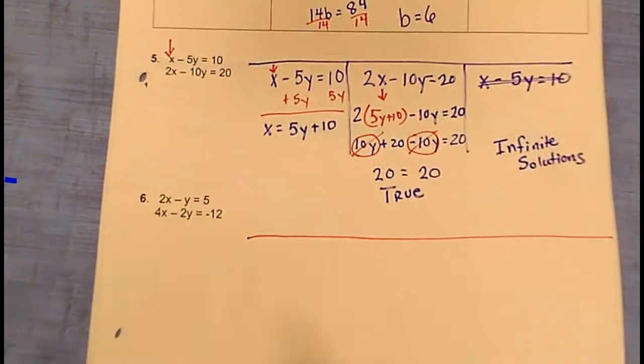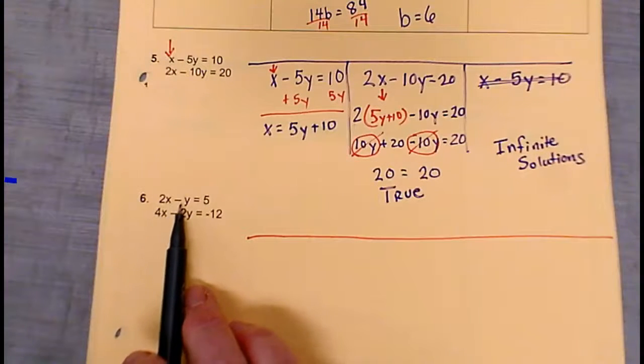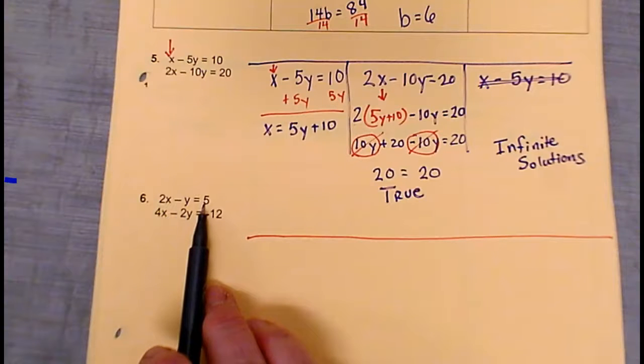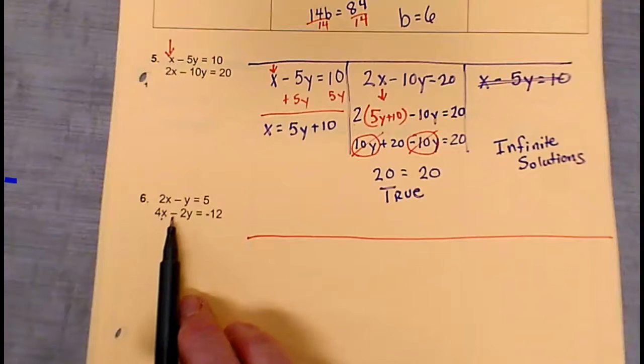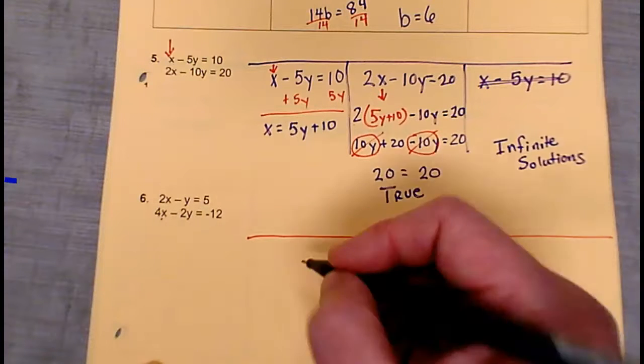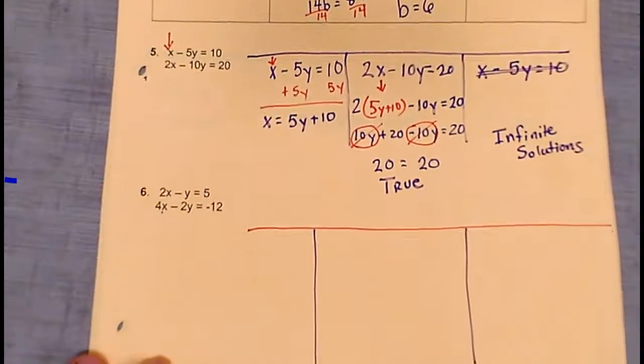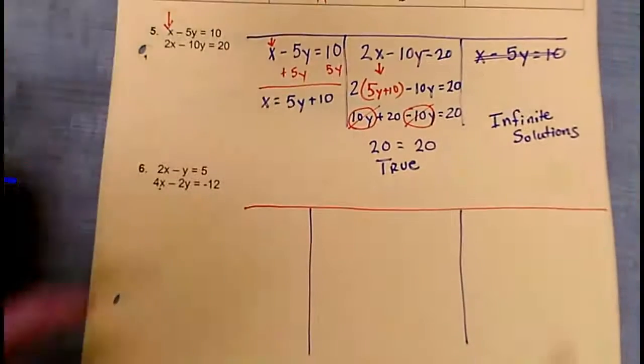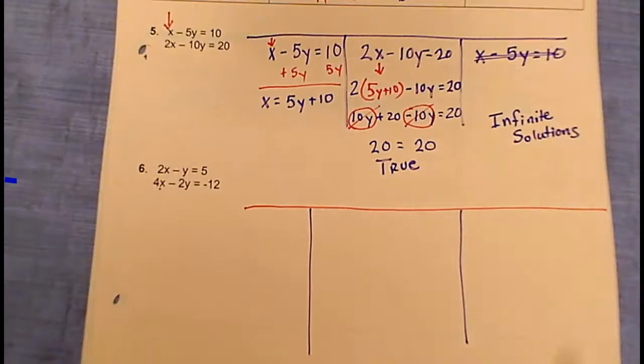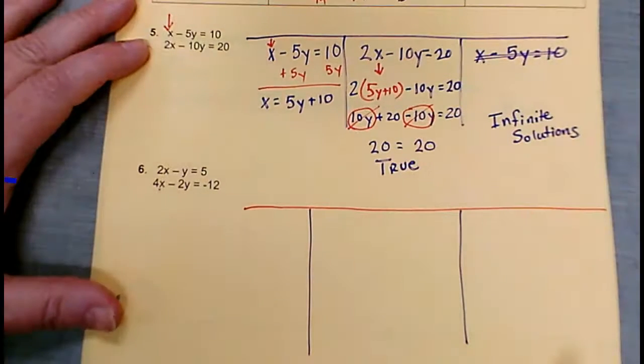The last problem we're going to do is 2x minus y equals 5, and 4x minus 2y equals negative 12. And so we're going to divide our paper into 3 columns. You don't have to use the 3 columns. It just can keep things organized.